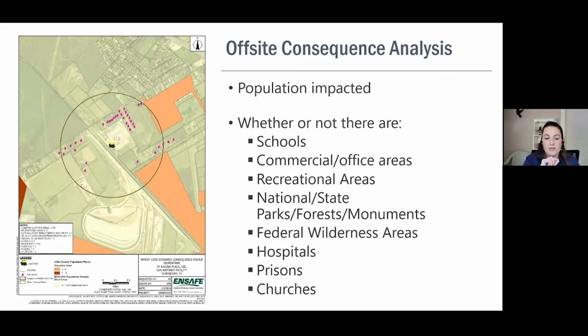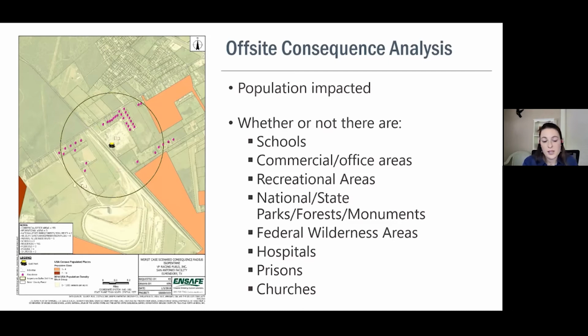Once you have that radius, you'll make a map like the ones here on the left. The location of the storage tank or process is in the center, and you draw a circle around it using the radius given to you by the modeling. Within that radius, you need to identify the population impacted and whether there are schools, commercial areas, recreational areas, et cetera, to quantify the risk and the impact of this worst case scenario.